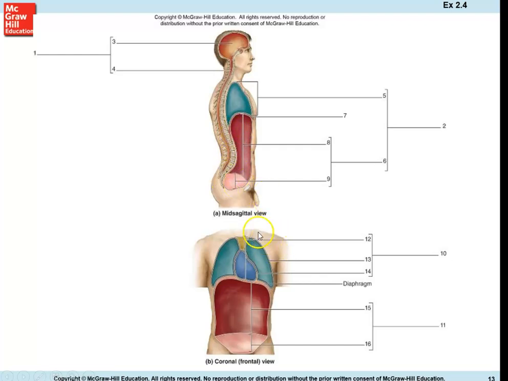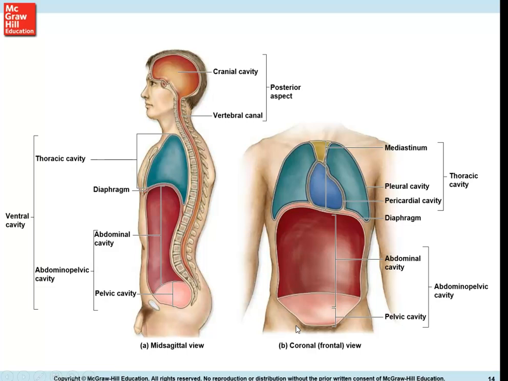Here it is from a frontal view: the thoracic cavity, and below the diaphragm, the abdominal pelvic cavity, or abdominal cavity and pelvic cavity. Here they are labeled for you. I would like for you to be very familiar with these cavities and which organs are in them.